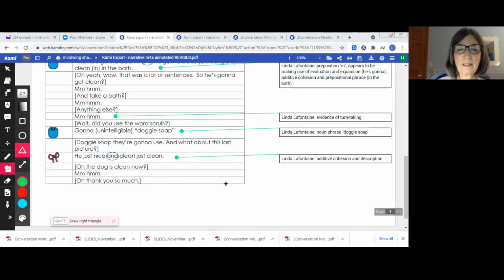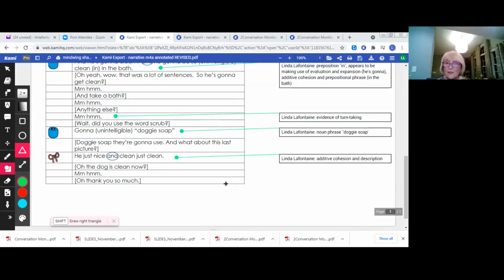And then the last comment was just he had additive cohesion and some more additional descriptive information. So we loved to see this because we would expect to see it in play. And the fact that it was seen in a story given by the pictures, and it came from him, was wonderful. Okay. It's adorable.